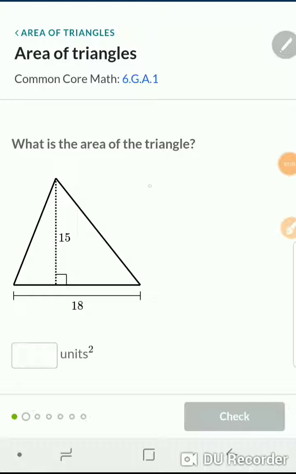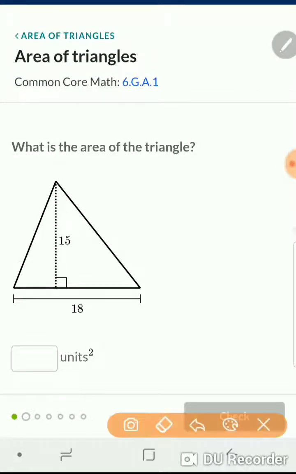So once we have 270, we're going to take that and divide it by 2. So 270 divided by 2 is going to be 135.